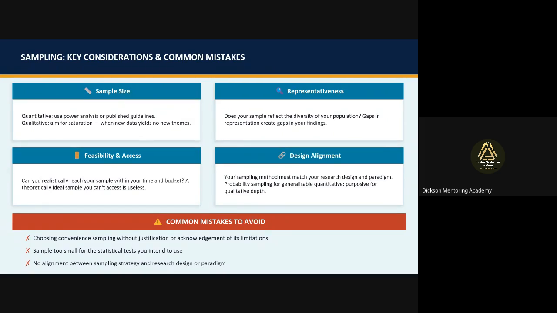Representation. Does this sample reflect the entire population? Does it reflect the diversity of your population? Gaps in representation create gaps in your findings. So your sampling must be representative of every group within that population.